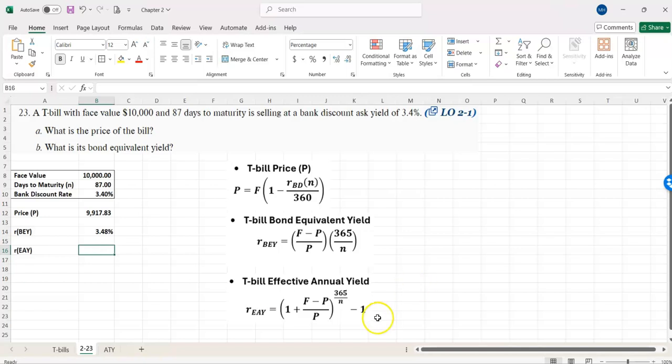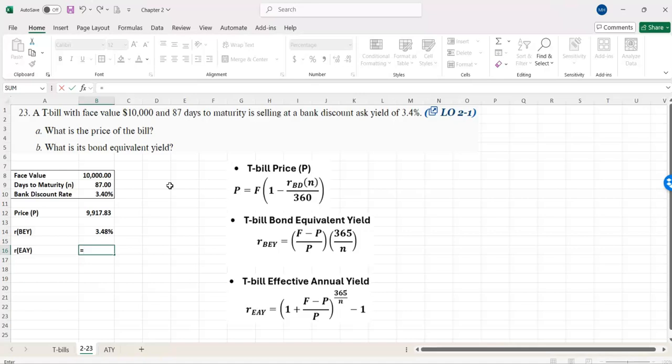All right, so effective annual yield, 1 plus face minus price divided by price. That gives you the rate per period. So in this case, it's 1 day. And then take that to the power of 365 divided by N, so number of days, and then minus 1. Again, I formatted this as a percentage.